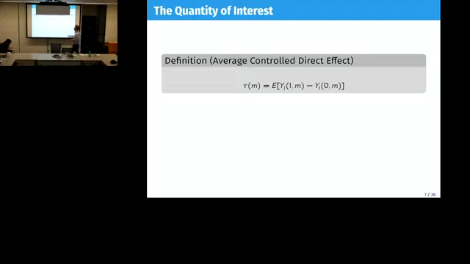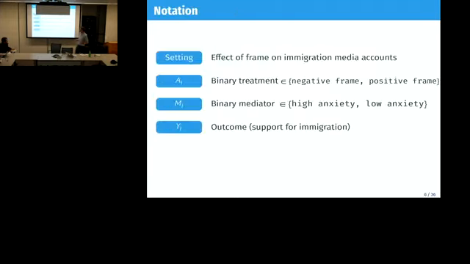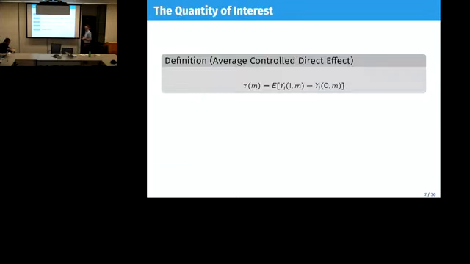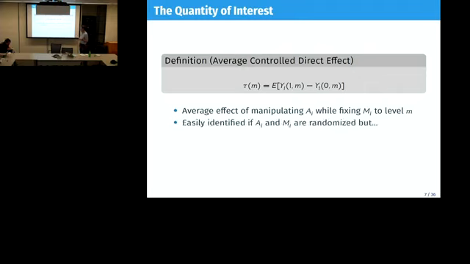Okay, so what we're doing here is taking the individual level effect, which is just the difference between treatment and control for fixed values of the mediator, and then taking the average of those across the population. We'll call that tau m, where m is the level of the mediator that we want to estimate these at. So we might estimate the effect of negative versus positive frame for, say, m equals high anxiety or m equals low anxiety. Right, so the average effect of manipulating A while holding M fixed to some level little m.